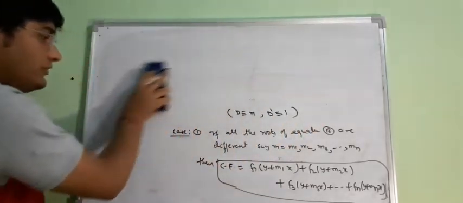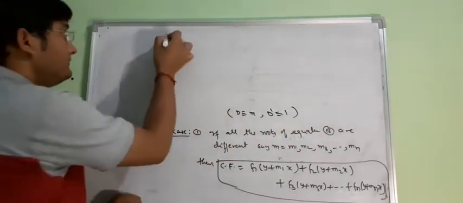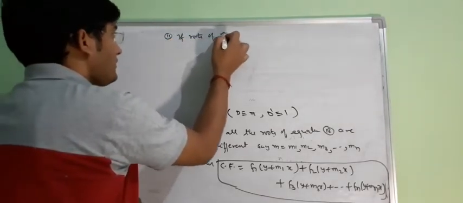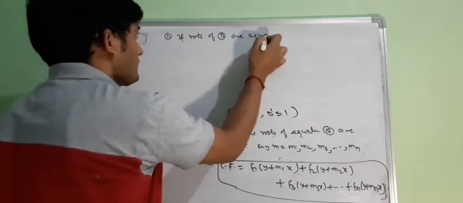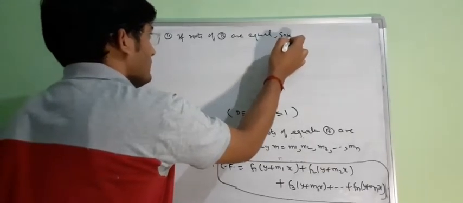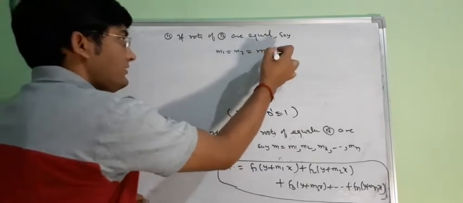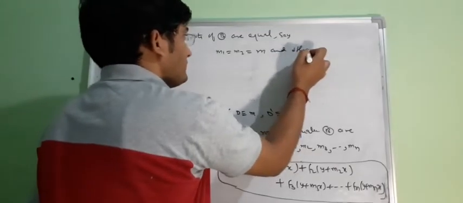Okay. Now if the roots are equal, if roots of B are equal, say m1 equal to m2 equal to m, and other roots are distinct.